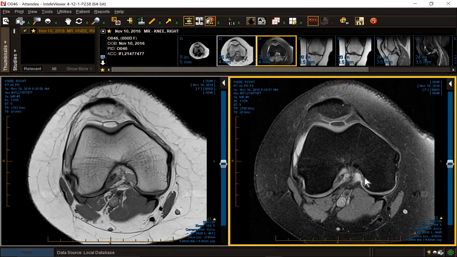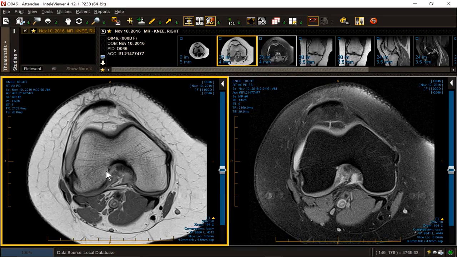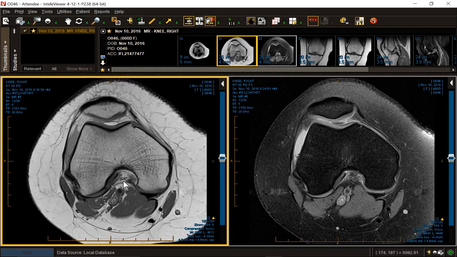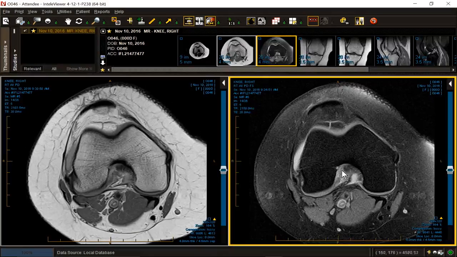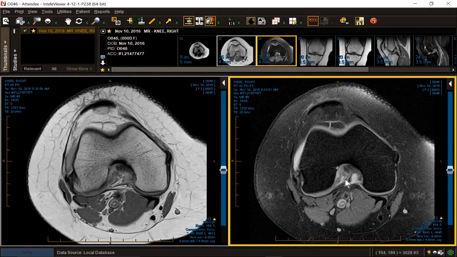Got a lot of information so far, and we haven't even gone to any other sequence. Our ACL, not so good. Up high, fine, linear, black. Down low, not so much. It's gone. What about our PCL? PCL's still there.